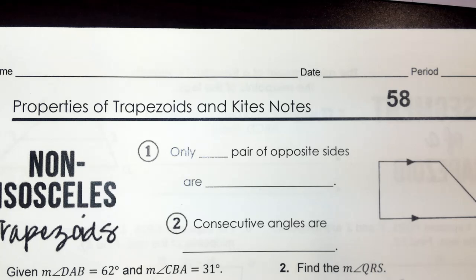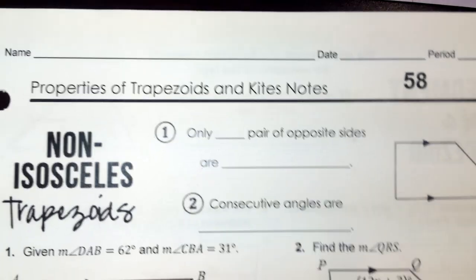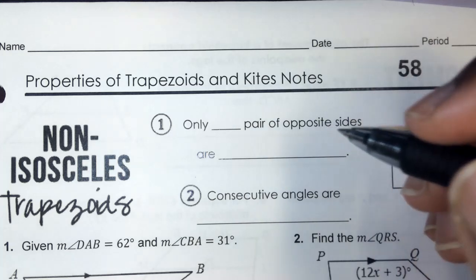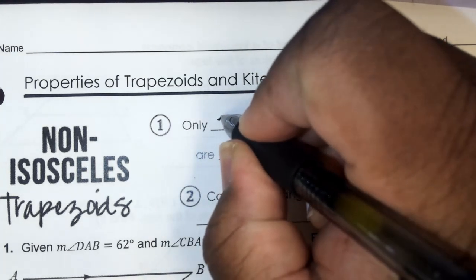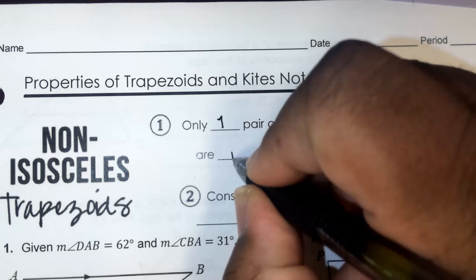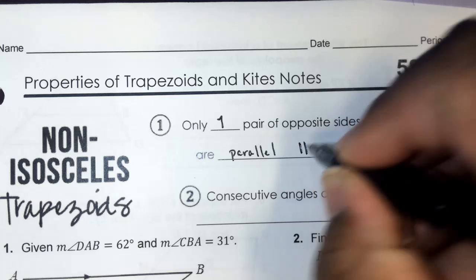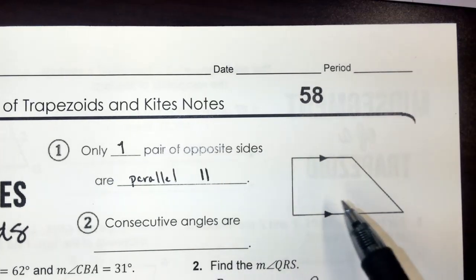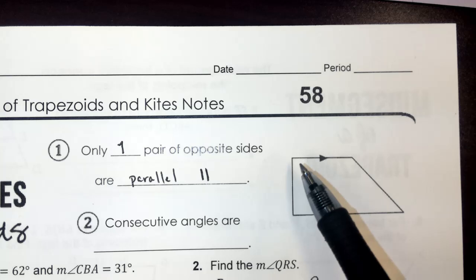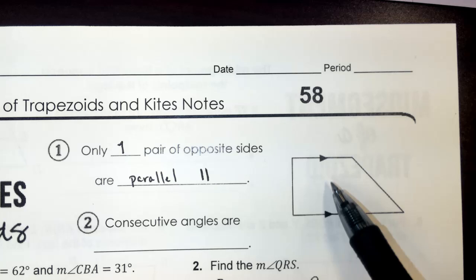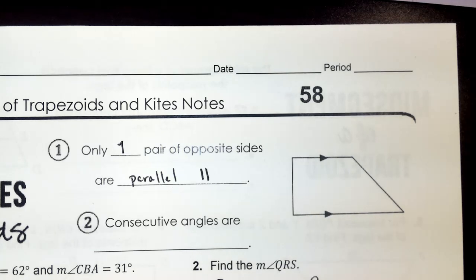All right. The non-isosceles trapezoid, just a regular trapezoid. You see it out here to the right. Properties of a trapezoid: only one pair of opposite sides are parallel. That's what makes this a trapezoid and not a parallelogram. Remember, on a parallelogram, both pairs of opposite sides are parallel. Only on this one, just parallel here and here. These two sides right here are not parallel to each other. That's the main difference.